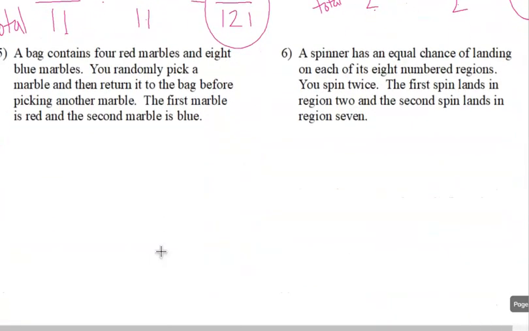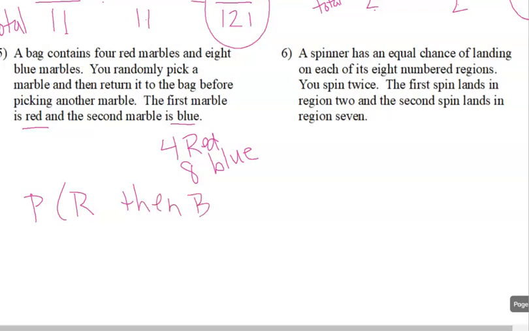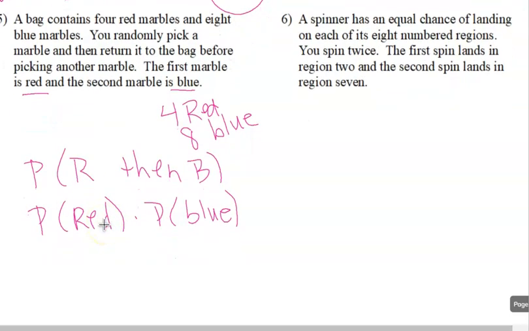All right, let's look at the marbles. So we've got 4 red and 8 blue. So what are we picking? Well, it says the first marble is red and the second marble is blue. So if we split those up, let's talk about red. So how many ways can I pick a red marble? Well, there's 4. Out of how many total? Well, 8 plus 4 gives us 12 total.